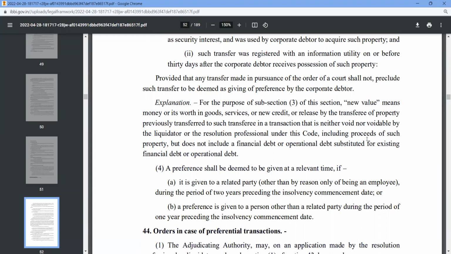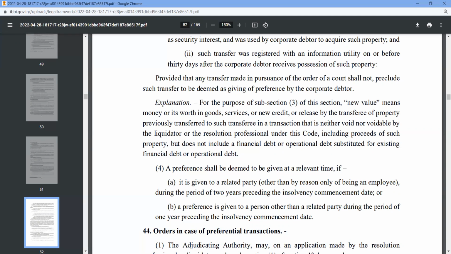It could be some goods or services also, or new credit, or released by the transfer of property previously transferred to such transferee in a transaction that is neither void nor voidable by the liquidator or the resolution professional under this code, including proceeds of such property, but does not include a financial debt or operational debt substituted for existing financial debt or operational debt. But suppose there was a financial debt earlier. Now you substitute that existing financial or operational debt with some new debt. So that is not it.